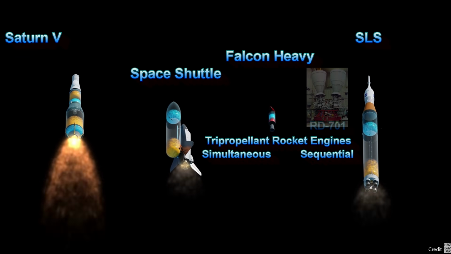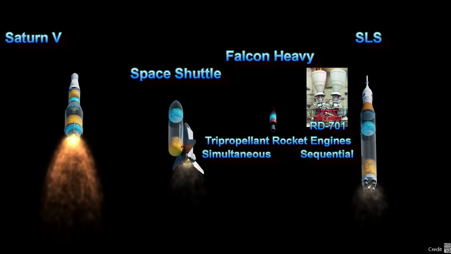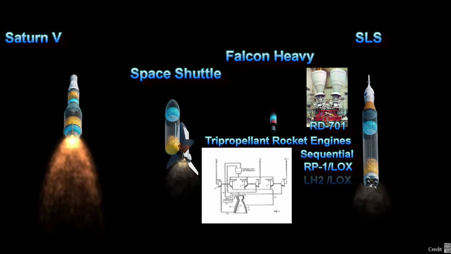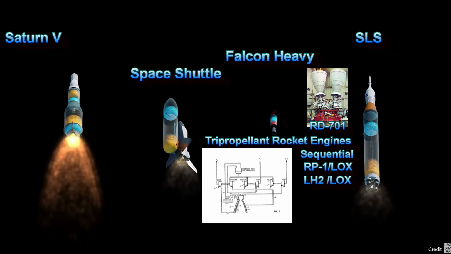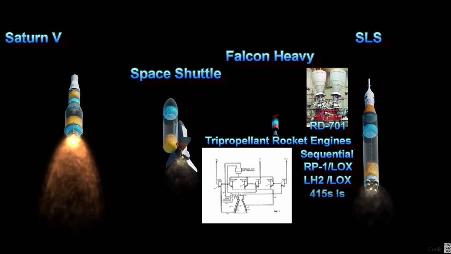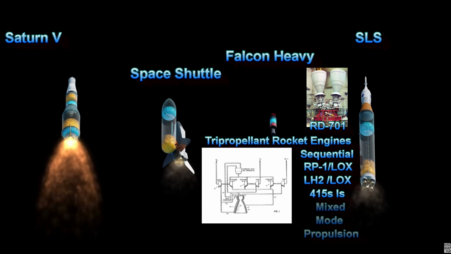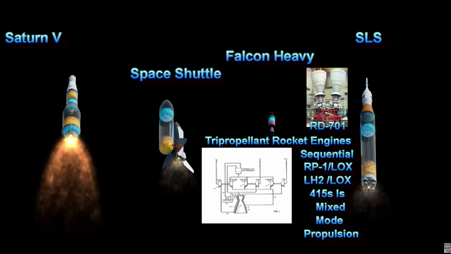The Soviet RD-701 rocket engine was sequential burn. This engine burned RP-1 kerosene at launch, then would switch to liquid hydrogen in space. This engine achieved a specific impulse of 415 seconds in vacuum. This is also called mixed-mode propulsion, and was considered for the space shuttle.